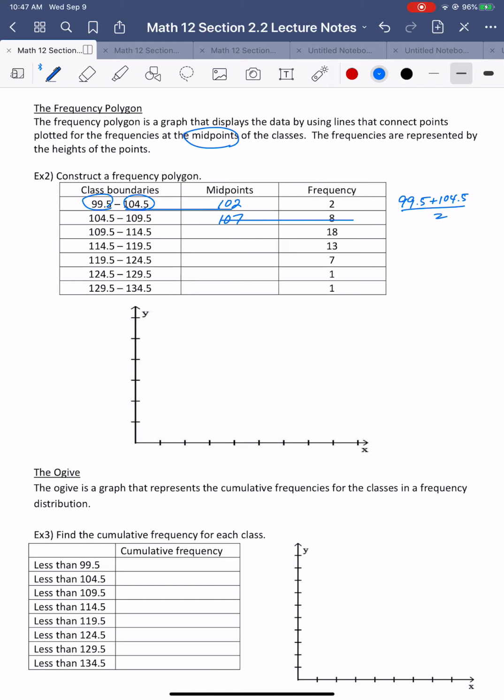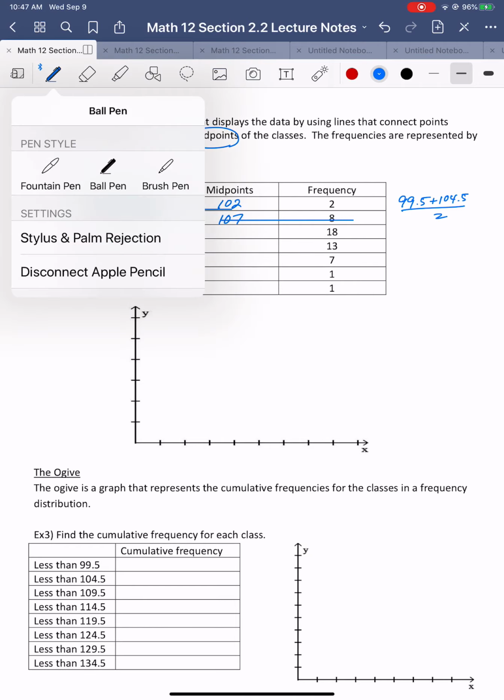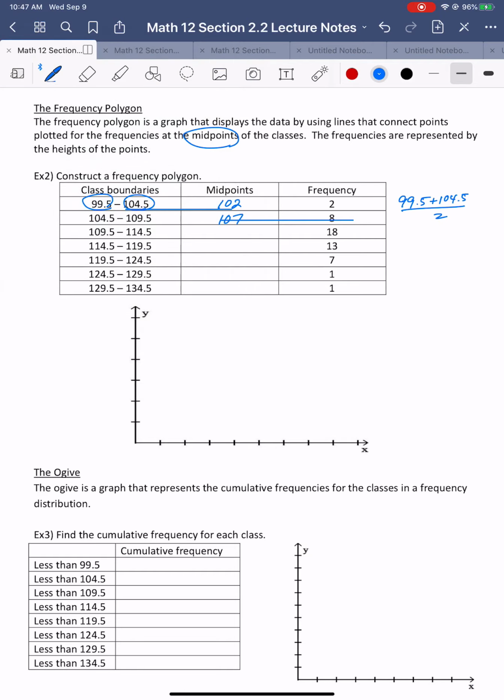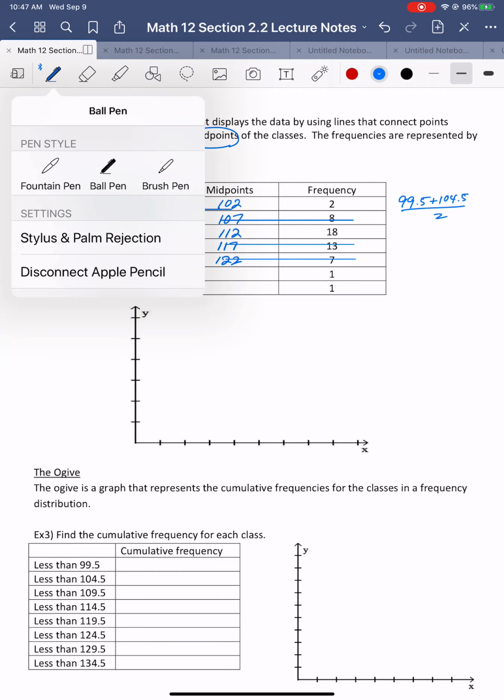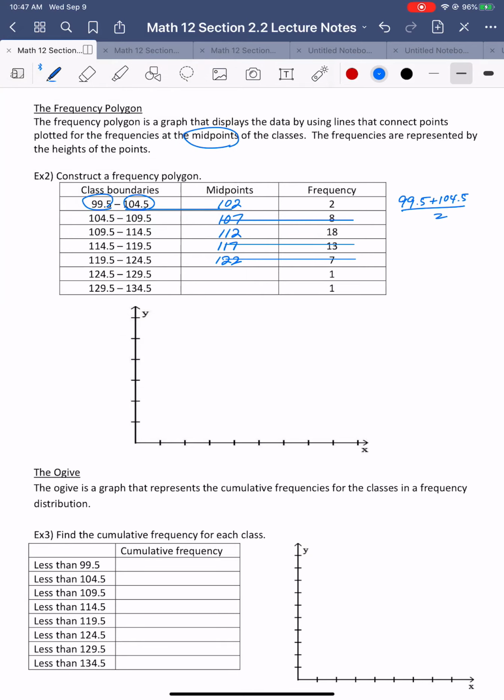What happened? I have a line in here. I don't know why. Okay, all right, and then the next one is 112, 117, and then 122. What's going on here? I don't know why I have a line. And then this one gives us 127, and then 132.